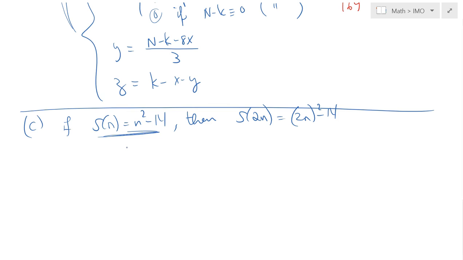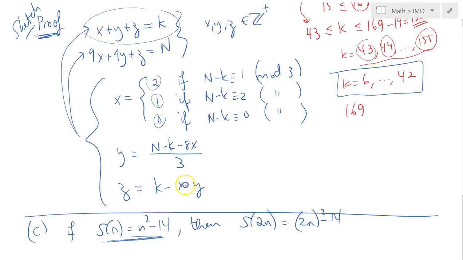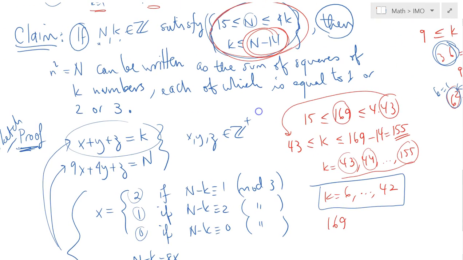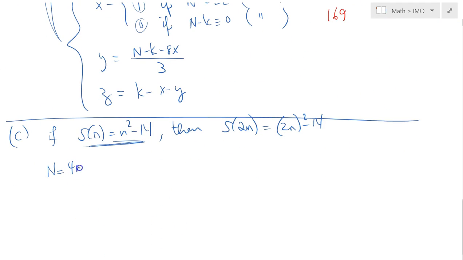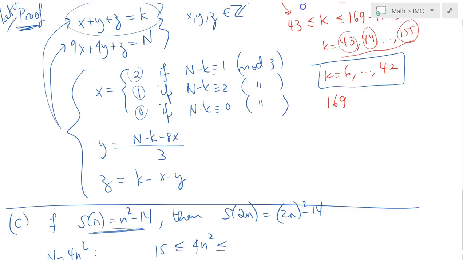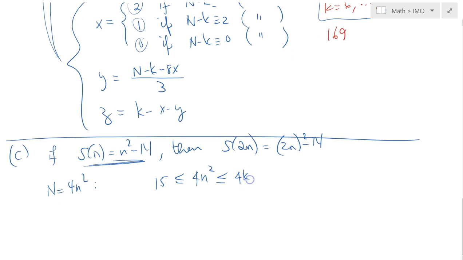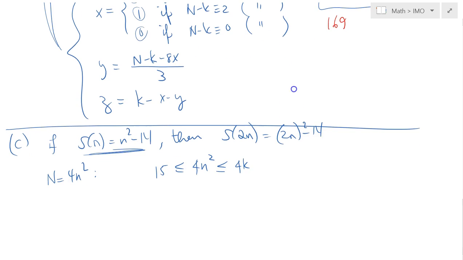And the idea is very simple. I will just apply my claim, my lemma if you will, right? So this time I will apply it for n equal to 4n squared. So therefore, when I apply it, 15 is less than or equal to 4n squared, which is less than or equal to 4k, and finally k is less than or equal to 4n squared minus 14. Well, when I apply it to these two, the 4's cancel here, so k must be greater than or equal to n squared.